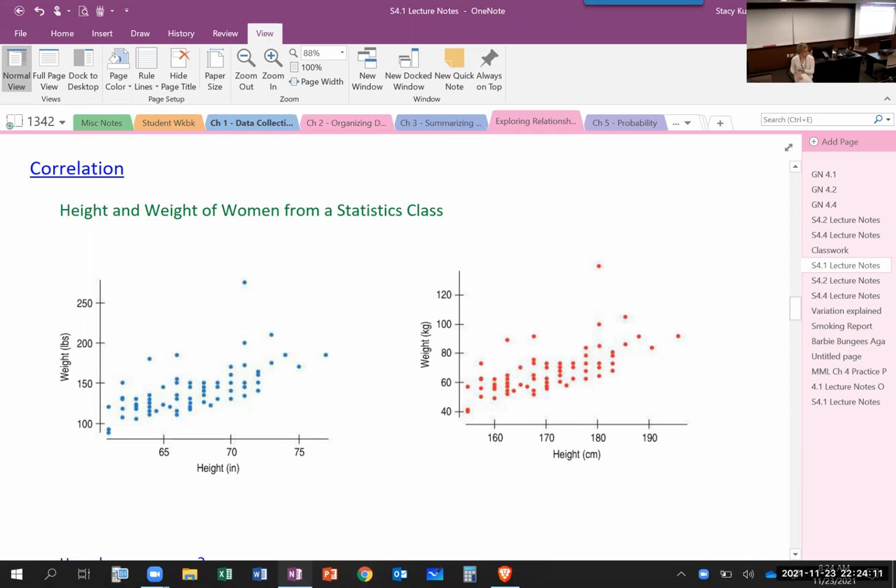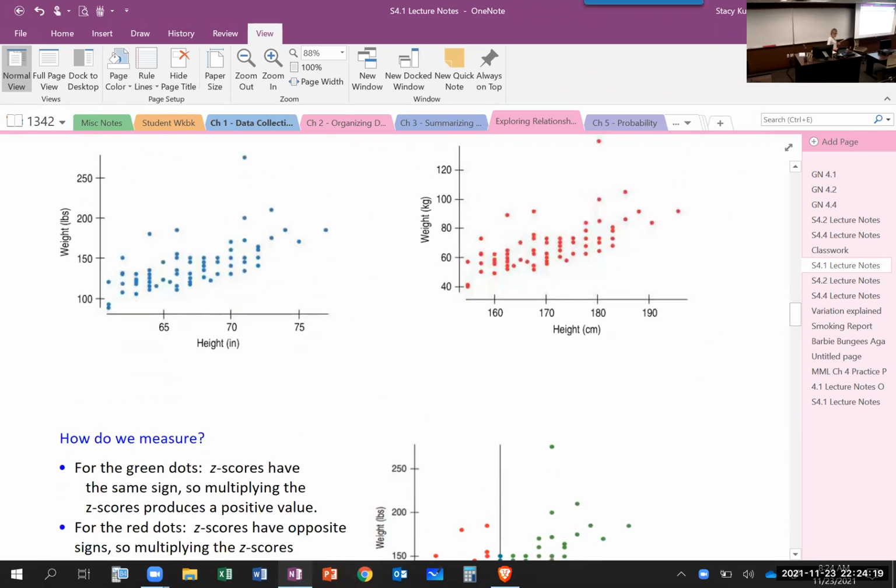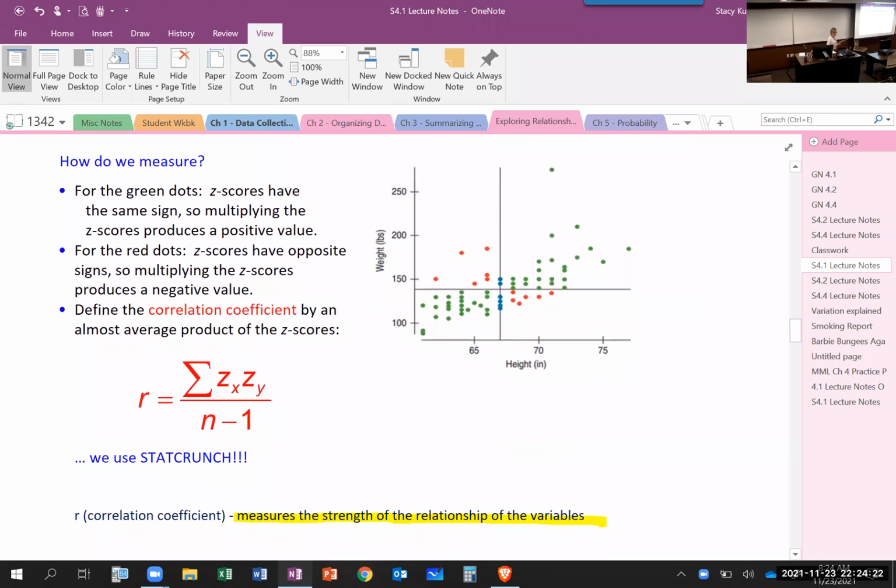Does it have an effect though on the relationship? No, it doesn't. And that's the point of what we want to look at here. We want to understand that the correlation that we're about to define is unitless. Now, I'm not going to ask you at all to copy down this formula. The only reason I put this formula up here is because I want to talk about what we're about to let the technology do for us.